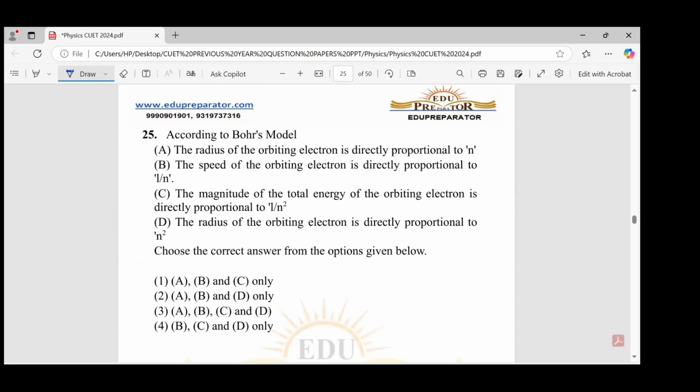The 25th question is based on the chapter Bohr, but we are not supposed to put unnecessary effort because this is a direct theory-based question. Statements which should be learned by heart. We know that radius is directly proportional to n square, so therefore this first option is wrong, right? Velocity is inversely proportional to n, so this is the correct answer. Energy is proportional to 1 by n square, so this is correct. And radius is directly proportional to n square, this is correct. So B, C, D are the correct answers.